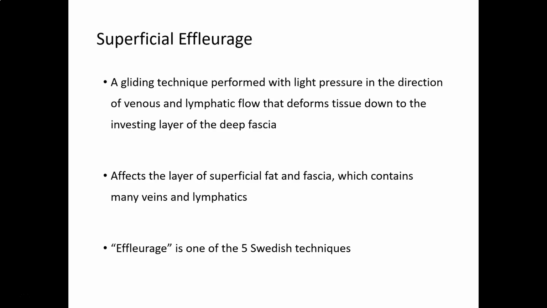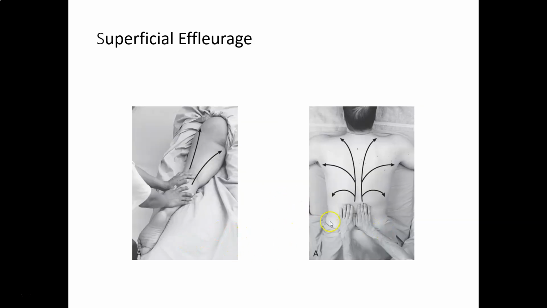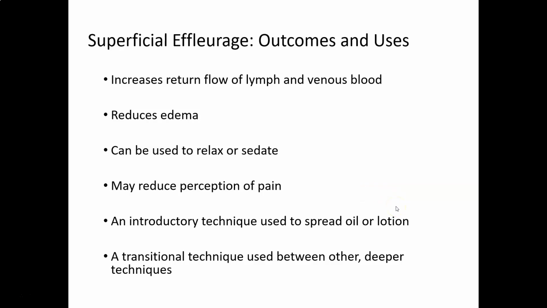It does affect the layer of superficial fat and fascia, which contains, of course, many veins and lymphatics, hence the reason why it promotes the movement of lymphatics and venous blood. Traditionally, effleurage is one of the traditional five Swedish techniques. So we can see here, again, they're moving towards the heart in both of these. In the case of the leg, from the foot towards the gluteal region; in the back, upwards and opening this way. All right, so again, moving towards the direction of lymph and blood flow, always towards the heart.